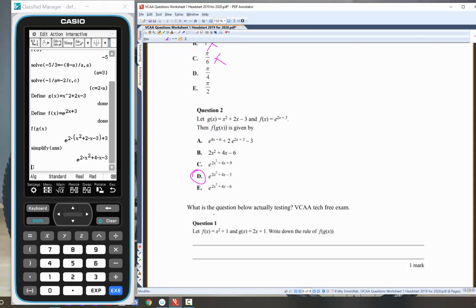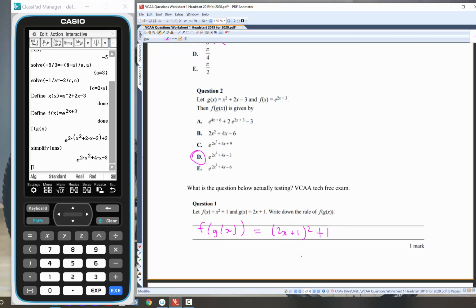All right, this is also a composition. They want us to stick g of x into that. So it is f of g of x equals 2x plus 1 all squared plus 1. Leave it at that. Don't expand, don't simplify.